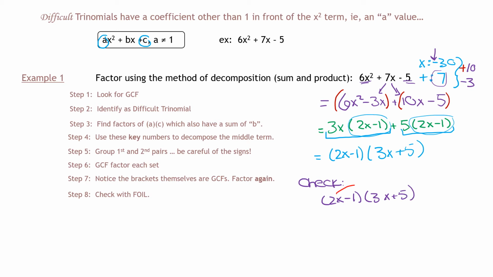I'm going to check it by multiplying 2x into both of these brackets here. That gives me 6x squared plus 10x. And now I multiply the negative 1 into both terms in the second bracket. That's negative 3x minus 5. We have some like terms here in the middle. So we have 6x squared plus 7x minus 5, which is the question we had originally at the very beginning, right here. So I know it's right.